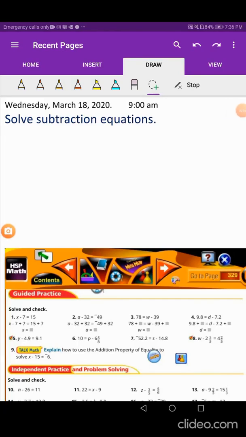Good morning. Today, inshallah, we will learn how to solve subtraction equations. In the beginning, I would remind you.